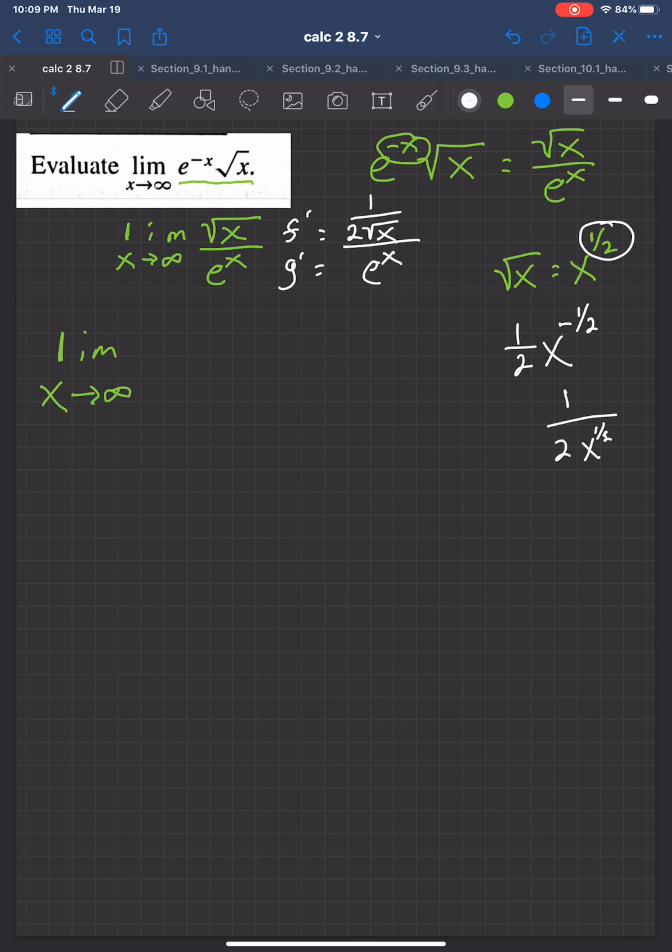All right, so now let's write down here what we want to take the limit of. So we have 1 over 2 square roots of x over e to the x. Let's think about this, because this is a complex fraction, so we have a fraction divided by e to the x, and we're going to want to rewrite this.